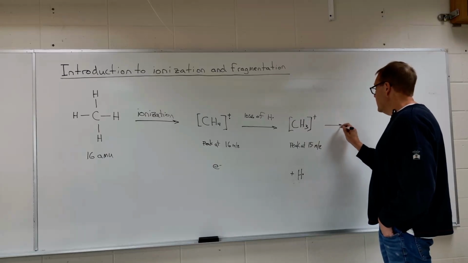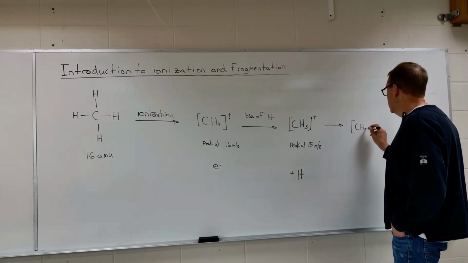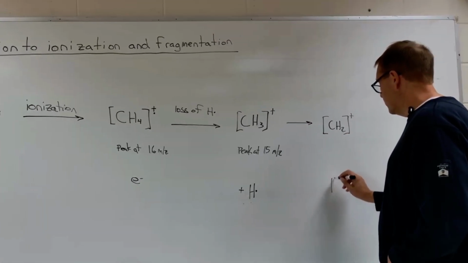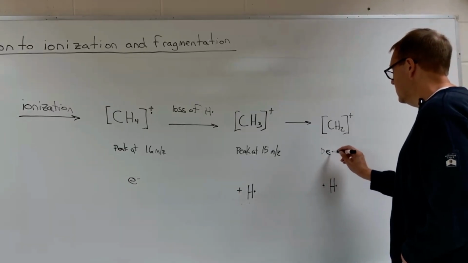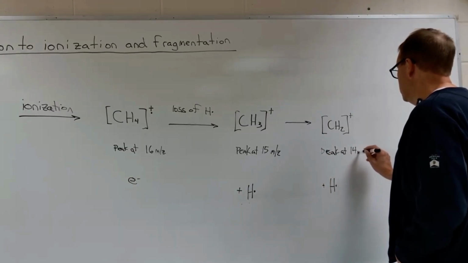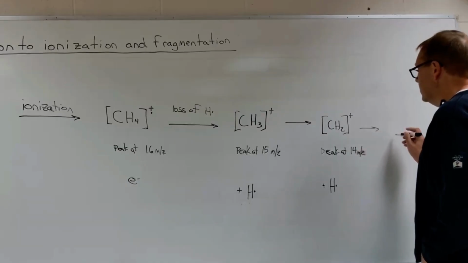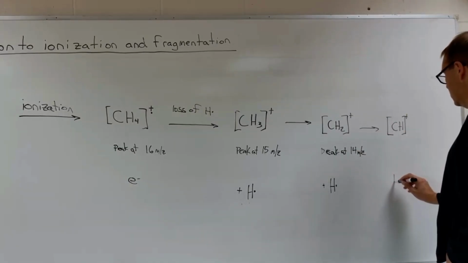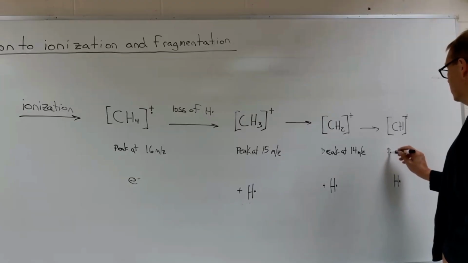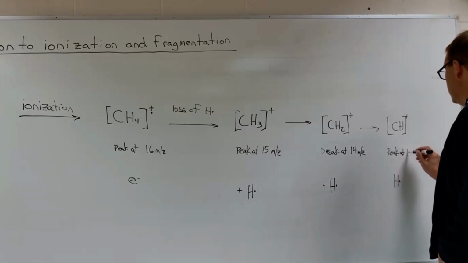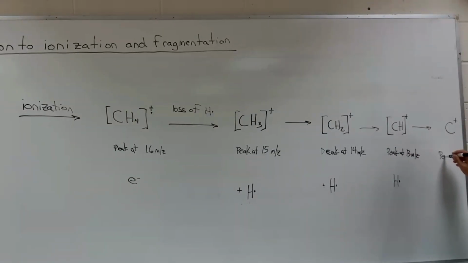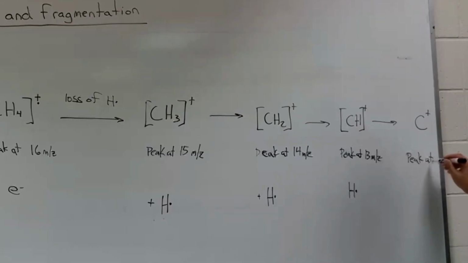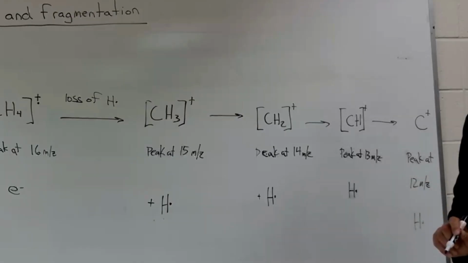The mass spectrometer only detects positive species. This can fragment again, giving CH2 cation and another hydrogen atom, H radical. This would give a peak at 14 m/z. The process can just keep going, giving another piece that's smaller with a peak at 13 mass to charge ratio, and finally a peak at 12 mass to charge ratio when the final H dot is lost.